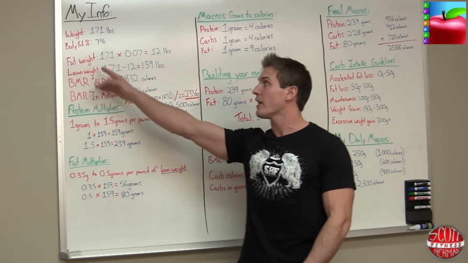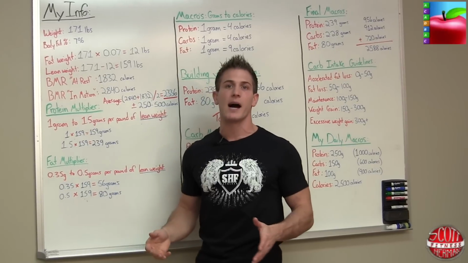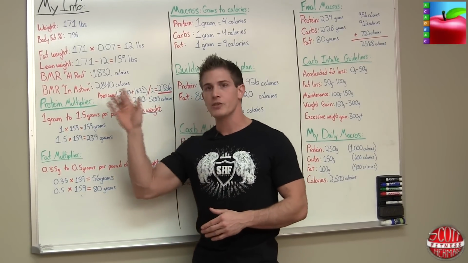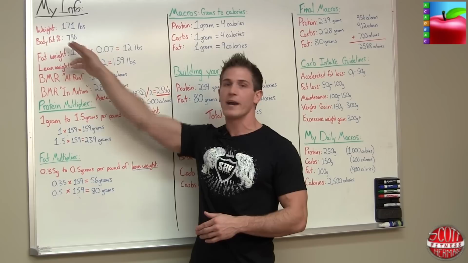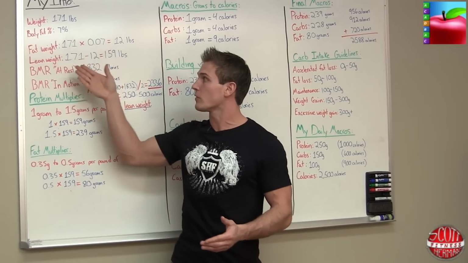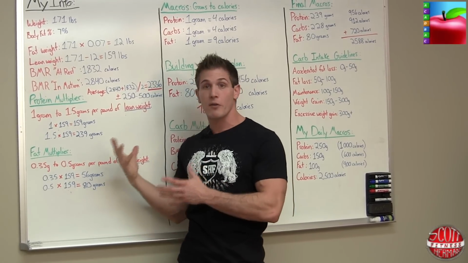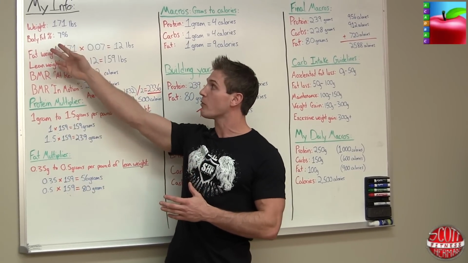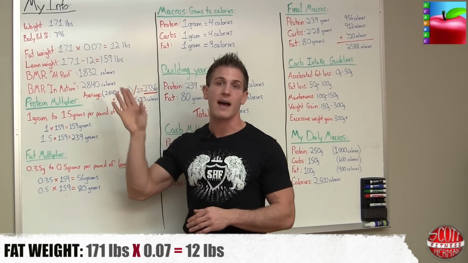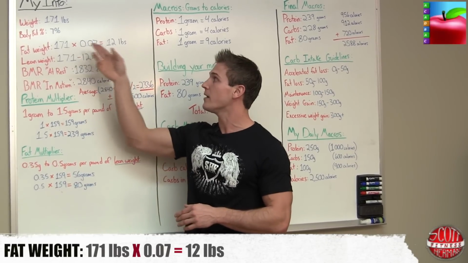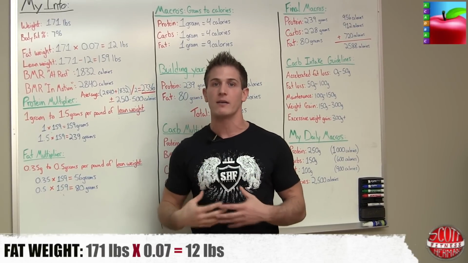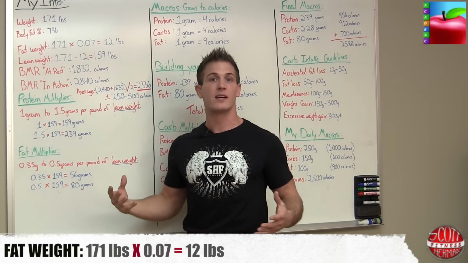My info. Right now my weight is 171 pounds and my body fat percentage is around 7%. The first two numbers you need to figure out from your weight and your body fat percentage is how much of that weight is fat weight, then the leftover is going to be your lean weight. So in order to figure this out, I'm going to take my body weight, which is 171 pounds, and multiply that by my body fat percentage, which is 7%, and it's going to come out to 12 pounds. So 12 pounds of my body is body fat, and the rest is going to be my lean weight.